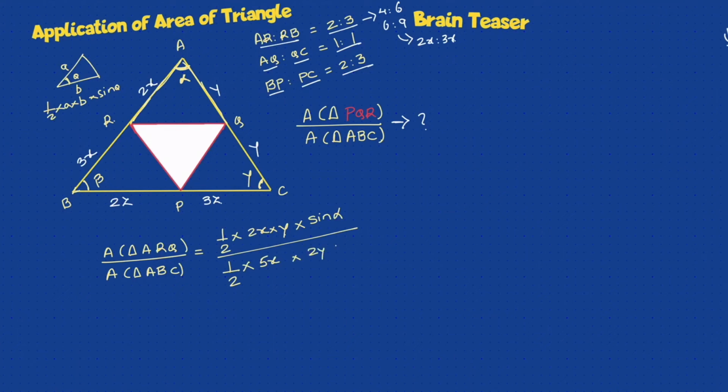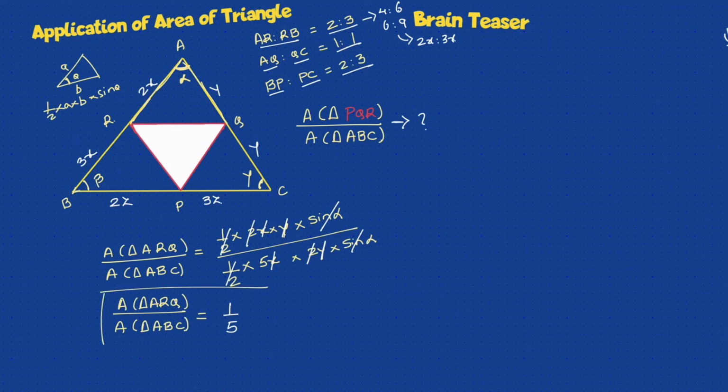Take the area of triangle ABC: half into 5x, if you can imagine, it's a big triangle, 5x into 2y, y plus y, into sine alpha. Take the ratio, what will happen? Everything gets cancelled, and I get the ratio 1:5, which means the area of triangle ARQ is 1 as compared to the area of triangle ABC, which is 5. I'm comparing ARQ with ABC. What will I do next?